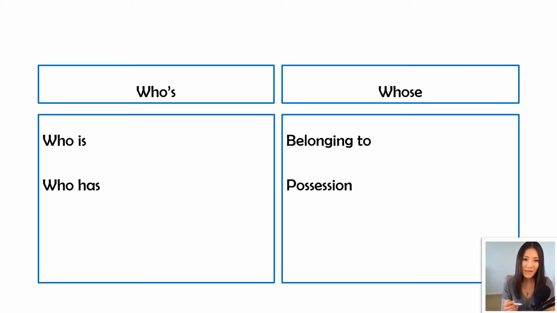Let's start on the left, whose, W-H-O apostrophe S. This is a contraction or a shortened version of who is or who has. On the right, W-H-O-S-E, every time you use this spelling, it's going to show some sort of belonging or possession.